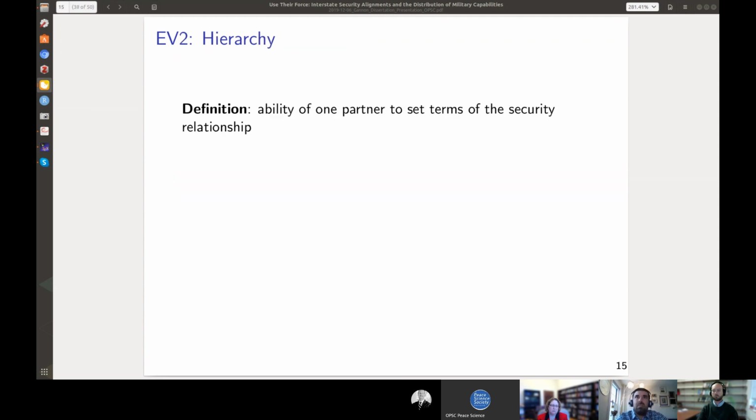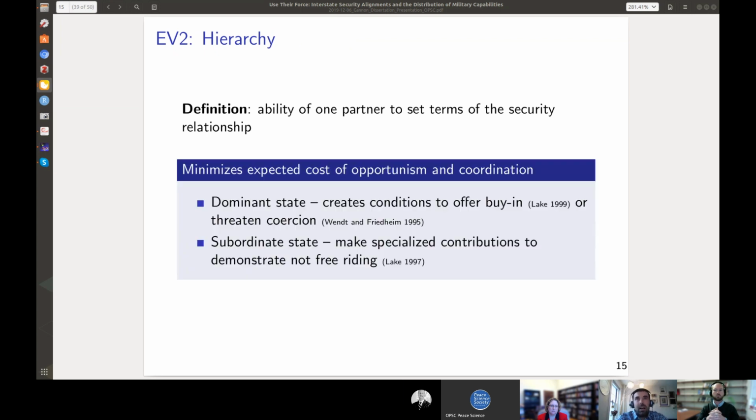For hierarchy, it's the ability of one partner to set the terms of the security relationship. And that can minimize the expected cost of opportunism and coordination for the dominant and the subordinate state in different ways. So the dominant state in a hierarchical alliance relationship can create conditions to offer buy-in. So they can say, hey, we will be more benevolent and less coercive to you if we have some cooperative arrangement, which is sort of the argument made by Lake in his book.